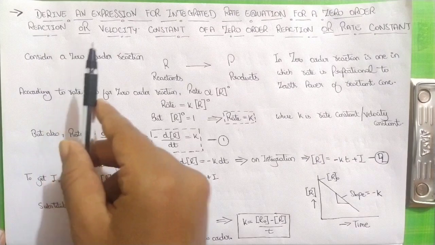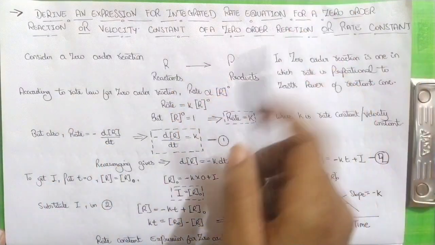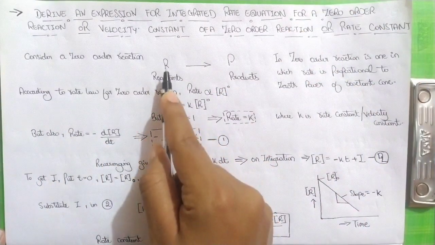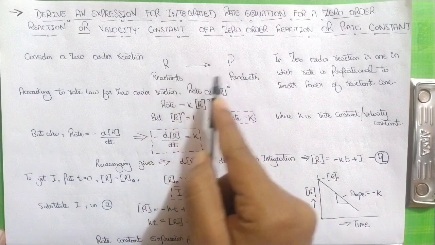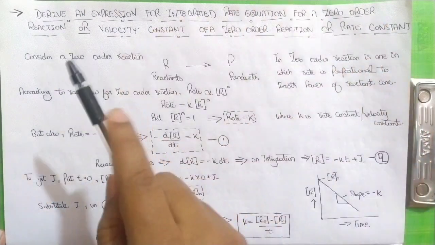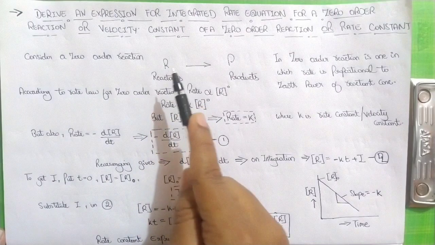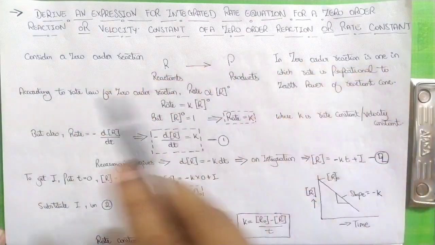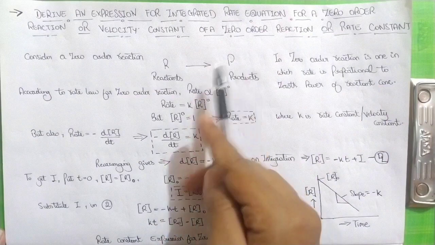Consider a zero order reaction. We will consider a reaction where the reactant is R, that's going to give product with time. Initially we will have the reactant R, that with respect to time will give us products.